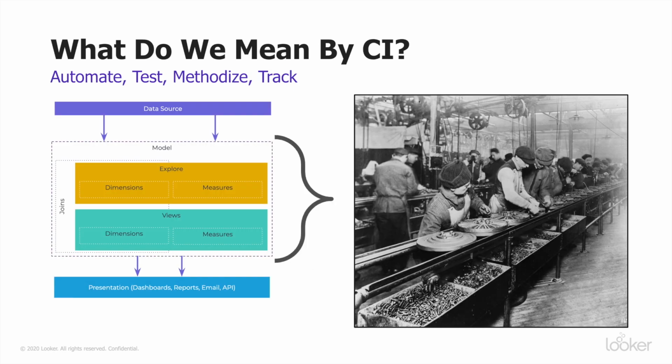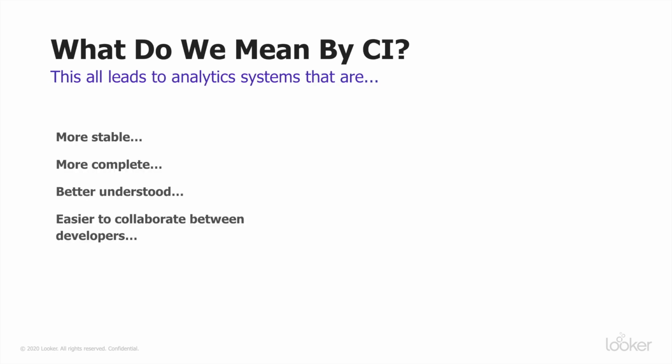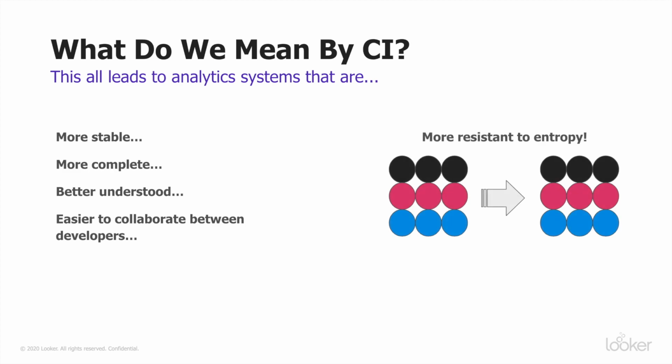Another way to look at continuous integration would be what Henry Ford did to automobile manufacturing. It used to be that cars were made one at a time and it was hard to improve that process. So he broke up the process into steps. He created quality checks amongst them, and the result for him was more cars, cheaper cars, better quality cars. So it all leads to analytic systems that are more stable, more complete, better understood, easier to collaborate between developers, and ultimately more resistant to entropy.